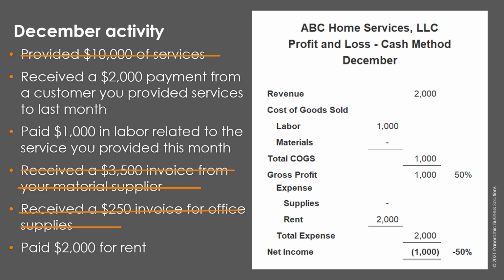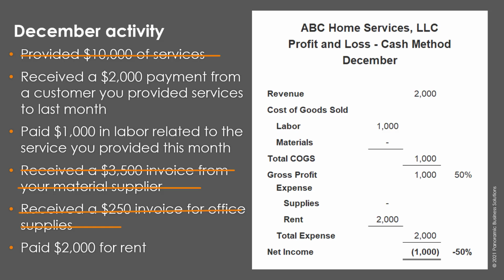So we were able to cross off 3 transactions that go through our accounting system that is not being reported on that cash method system. So we've got the $2,000 up in our revenue account. We paid $1,000. It's showing up in our cost of goods sold for our labor. And then we reported the rent that we paid, $2,000.